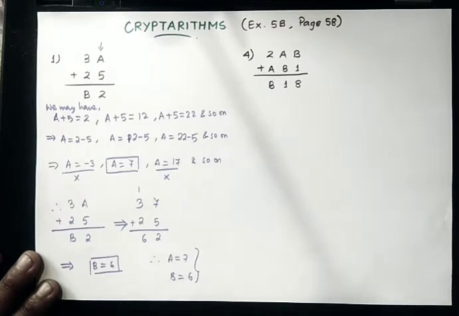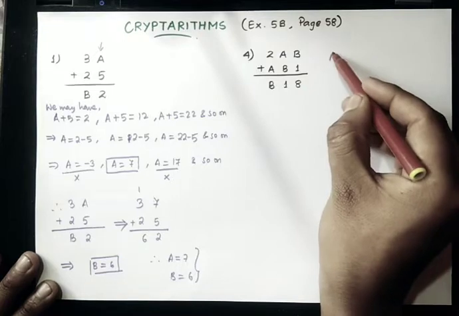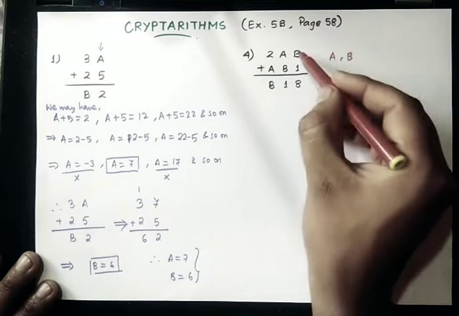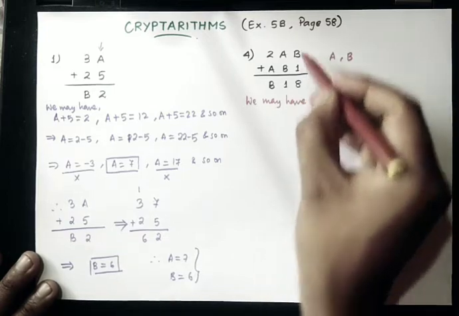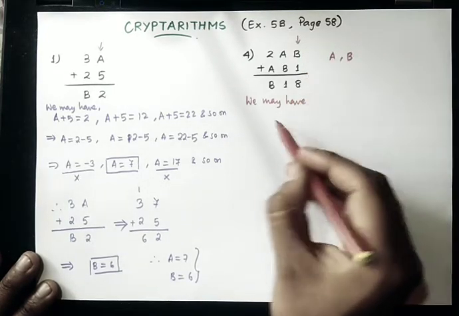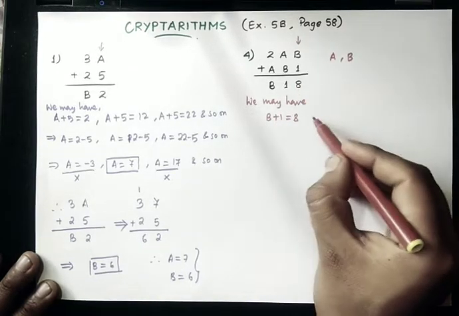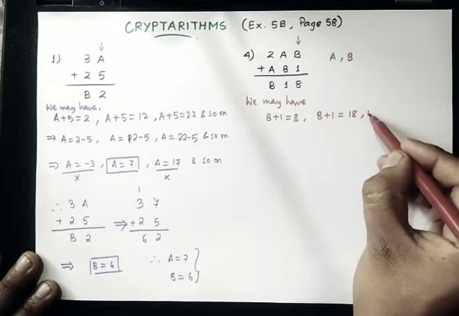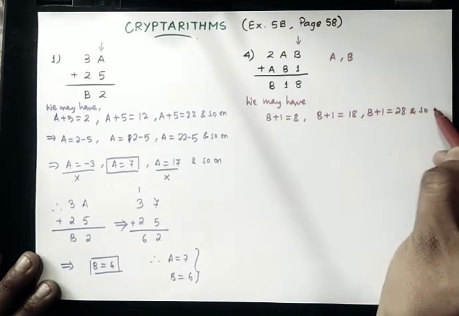Now let us go to the second question, which is question number 4. Here, what are the unknowns? The unknowns are a and b. So we will find the value of a and b again. As I said, we start adding from the ones place. So we may have b plus 1 equals 8, or b plus 1 equals 18, or b plus 1 equals 28 and so on.